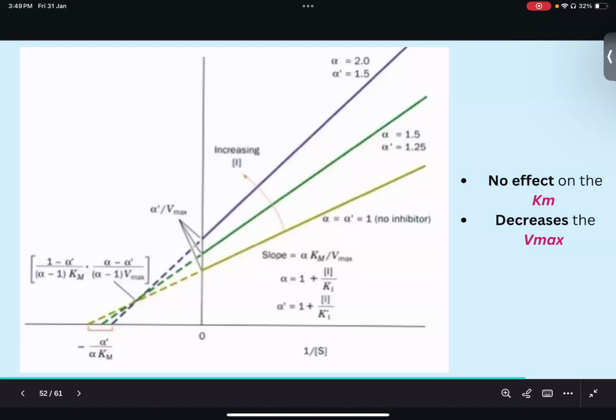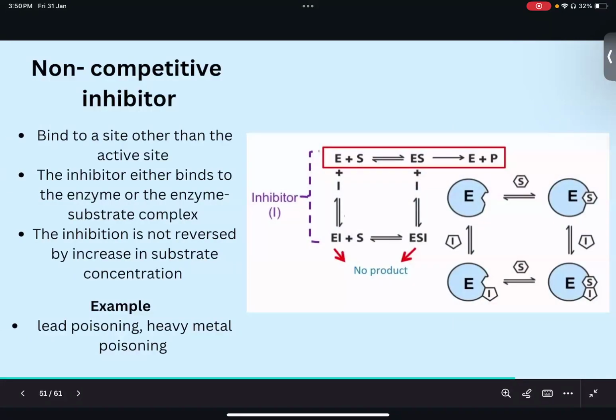So this curve for the non-competitive inhibitor, as we said, does not bind to the active site, so it will not have an effect on the Km, but it will have an effect on the Vmax. It will decrease the Vmax because it will bind to the enzyme and the enzyme substrate complex, and it will decrease the amount of enzymes available to bind to the substrate. Here you can see that it binds to the enzyme.